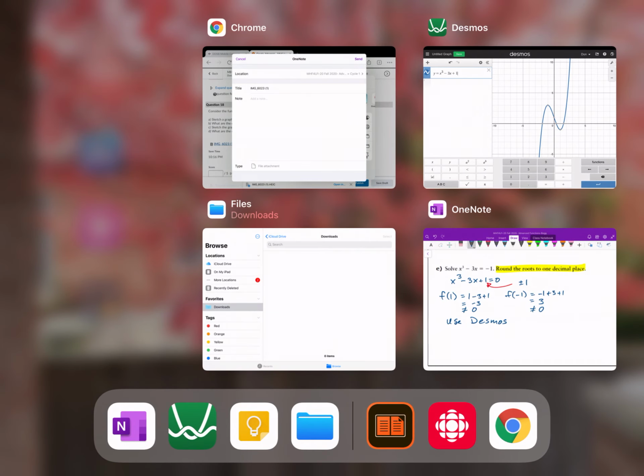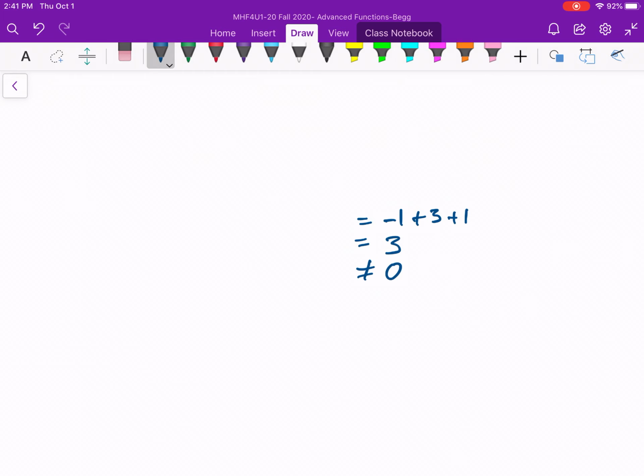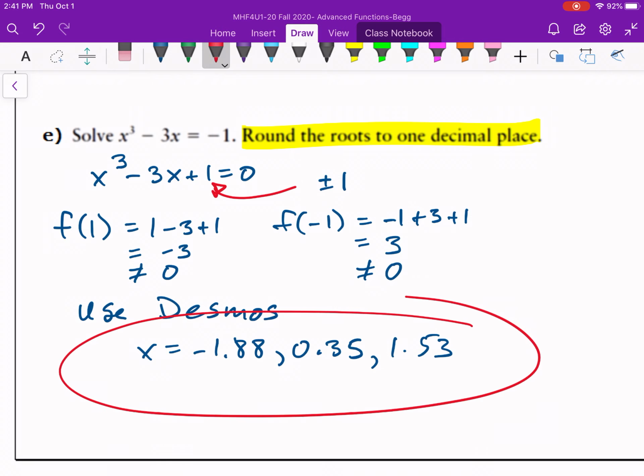I think that was the equation. Yes, it was. And we've got 3 zeros. As we can see, negative 1.88, approximately 0.35, and 1.53. And there you have it, a selection of ways to solve polynomials, mostly algebra.